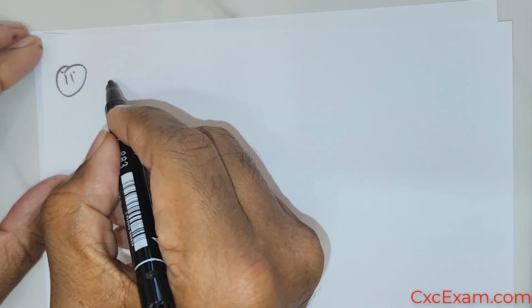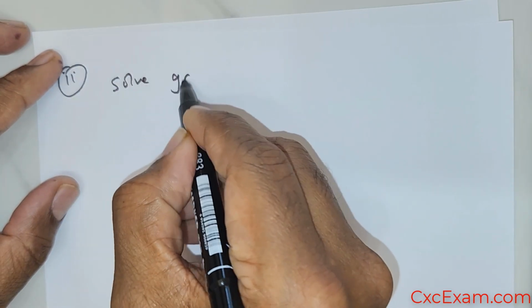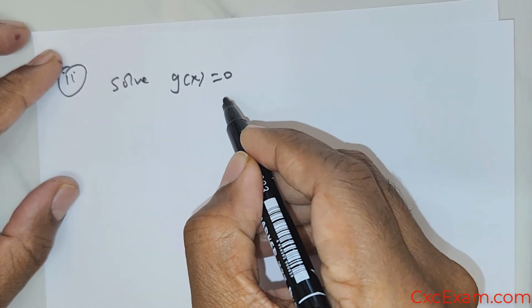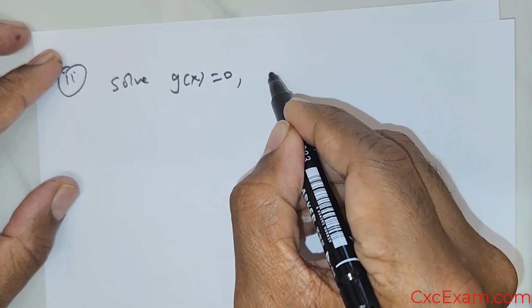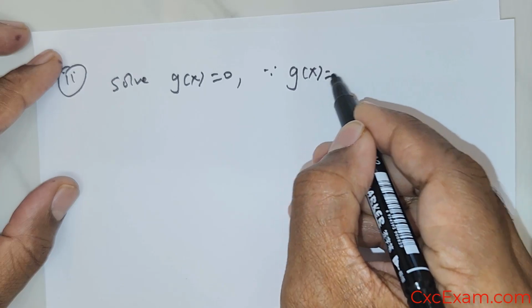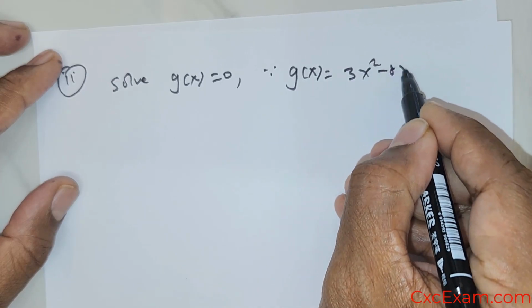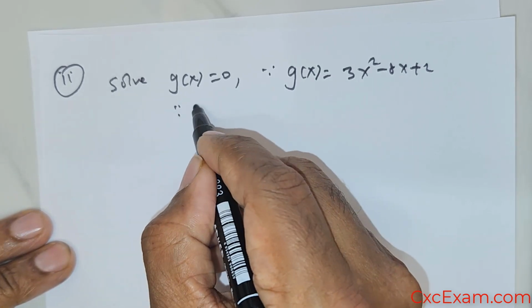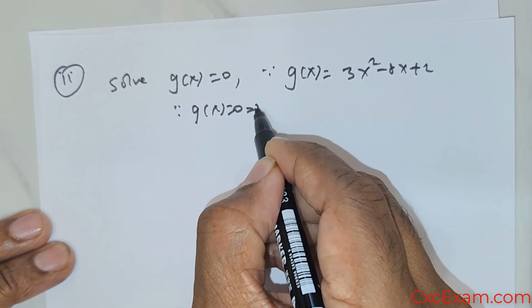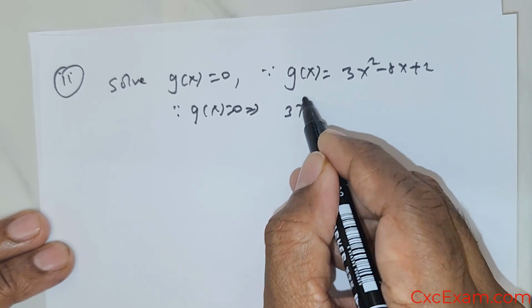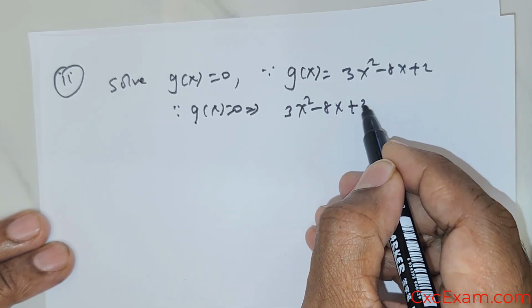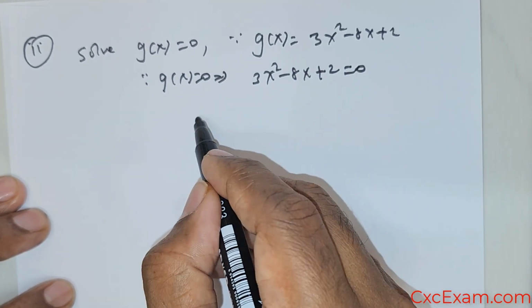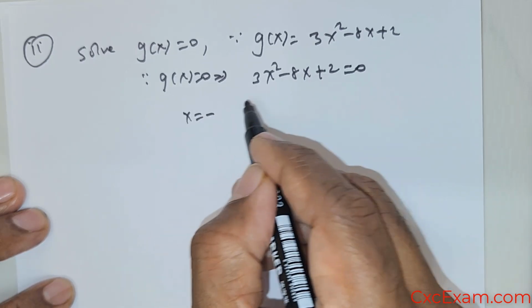Now this is the next part. We are asked to solve g of x is equal to 0. Now what is given? G of x is equal to 3 times x squared negative 8x positive 2 is given. This is a solution. Since g of x is equal to 0, this means 3 times x squared negative 8x positive 2 is equal to 0. So I'm going to use quadratic equation.